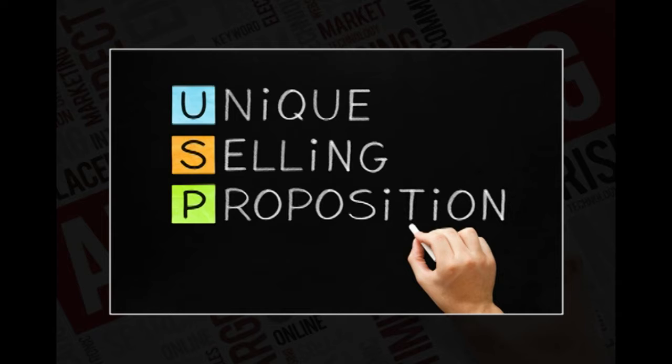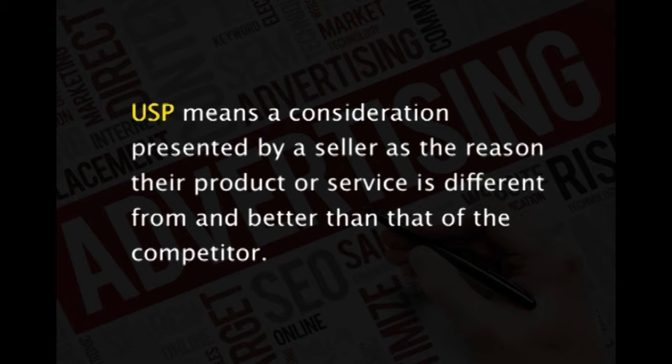Introduction to Construction of Advertisement. An advertisement message formulation involves designing of advertisement copy and structuring the layout. This helps the firm's unique selling proposition to be presented effectively to the target audience for appropriate product positioning. USP means a consideration presented by a seller as the reason their product or service is different from and better than that of the competitor.